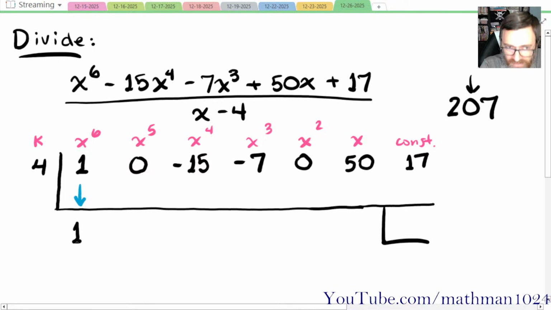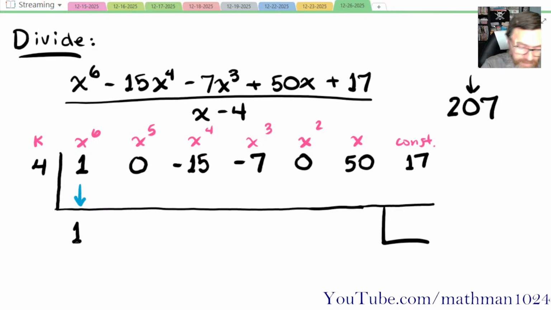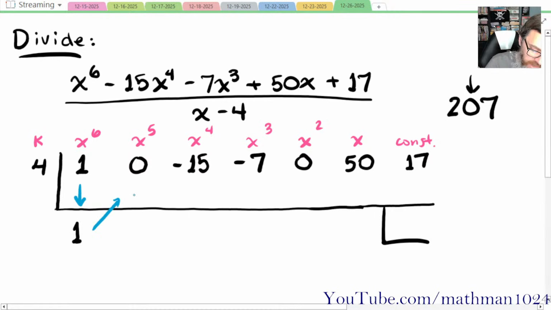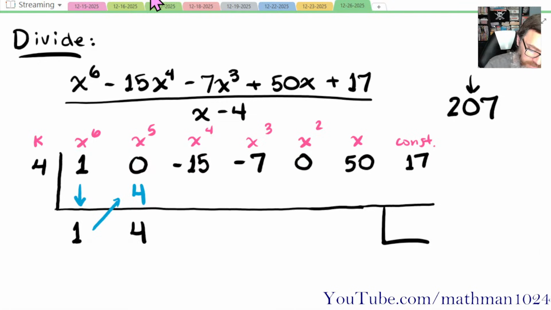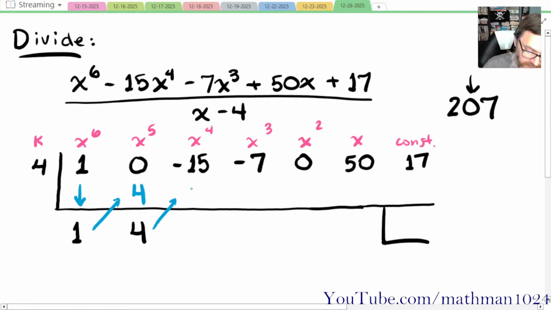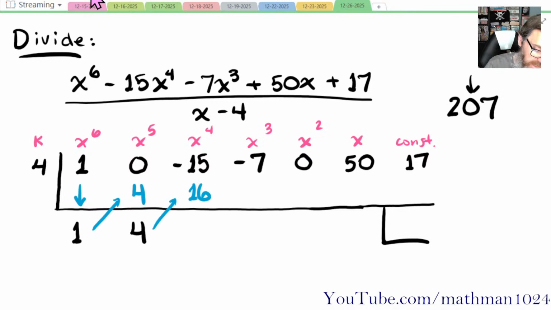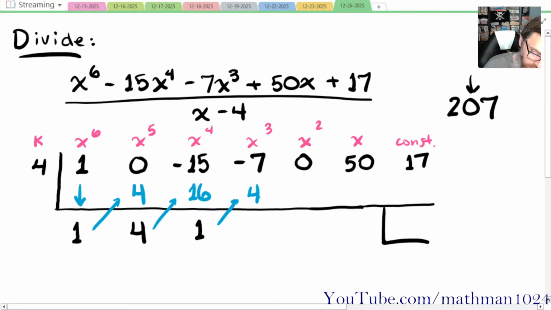Sometimes I get going too fast, and I multiply it times the k value when I shouldn't. You don't multiply it times k until this next step. So 1 times 4 is 4. Add these guys and I get 4. Multiply. 4 times 4 is 16. Add and I get 1. Do it again. 1 times 4 is 4. Add and I get negative 3. Multiply times 4, I get negative 12.